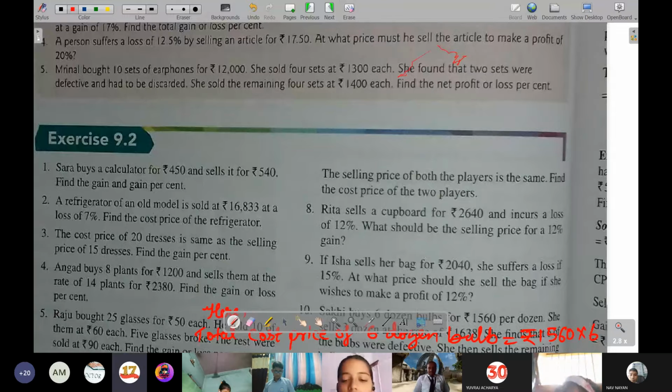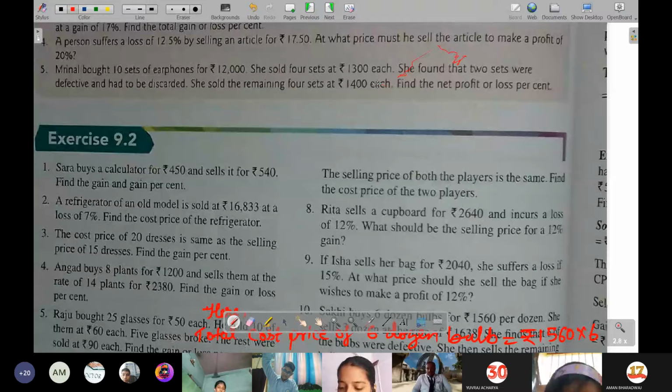Sir, we will find at first CP by using the formula. Loss again into SP. Yes, and then after profit, you will find SP by using the formula of profit. So you will be able to make, Nancy, or I should explain by making.